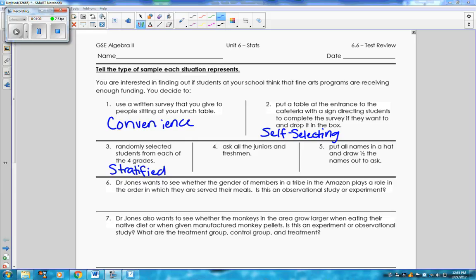Problem 4 says you ask all the juniors and freshmen. This is an example of a clustered survey. And 5 says you put all the names in a hat and draw half of the names out to ask. This is considered a random survey.